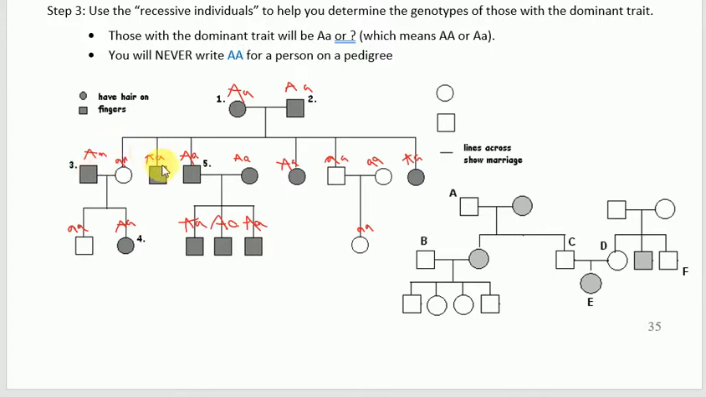But here, do we know that this person is a big A, little a, or a big A, big A? We don't. So this guy, we're going to erase. He would actually be a question mark. And then again here, do we know that all of these are big A, little a's? No, we don't, because these again could be homozygous dominant. So we're going to erase those. And again, we have question marks.